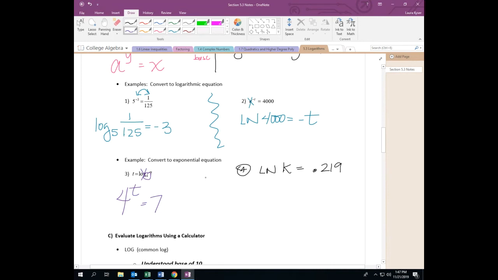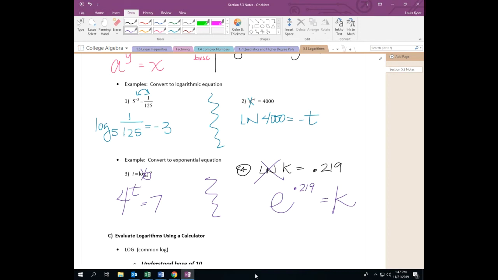Over here we have a natural log instead of a log. So we're going to replace the ln with an e. The k detaches over by itself, and the 0.219 becomes the power. And there's your exponentials.